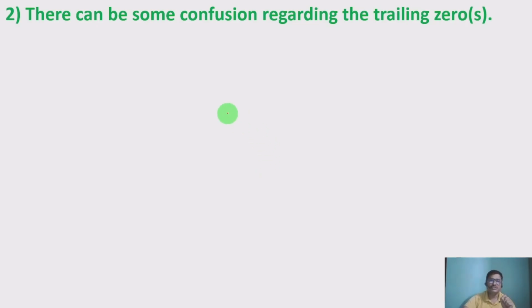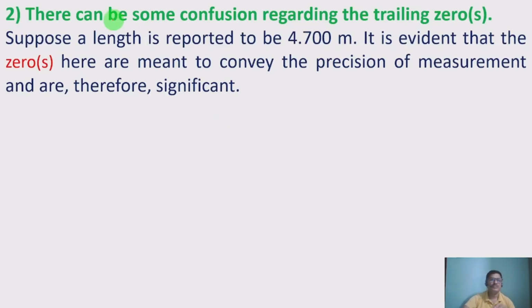The second observations: these five rules are over, and now we are going to take some observations from them. The observation is, there can be some confusion regarding the trailing zeros. We'll take one example, see how the confusion arises, and how that confusion can be removed. Suppose a length is reported to be 4.700 meter. It is evident that the zeros here are meant to convey the precision of measurement and are therefore significant.